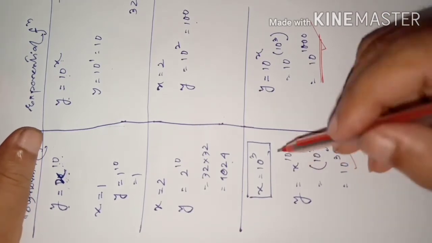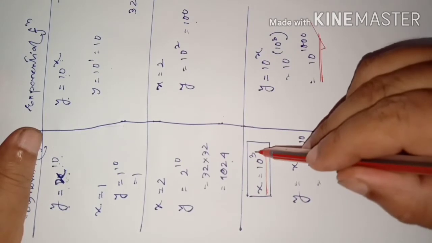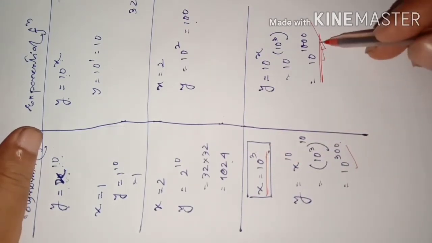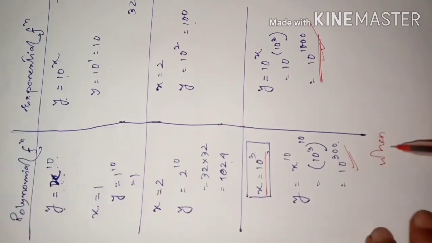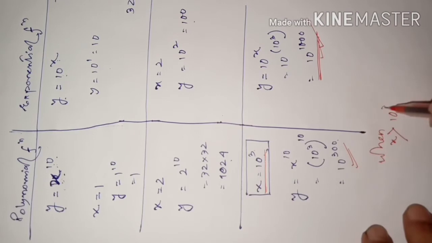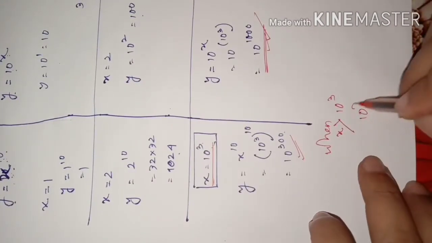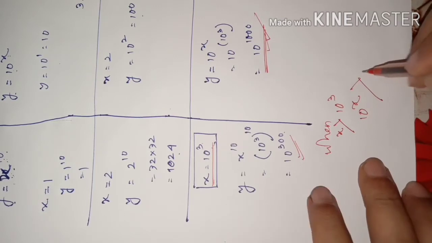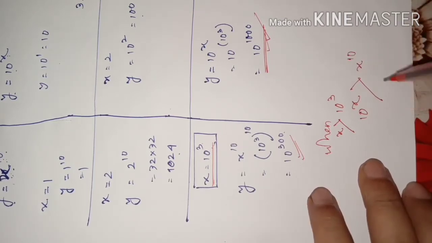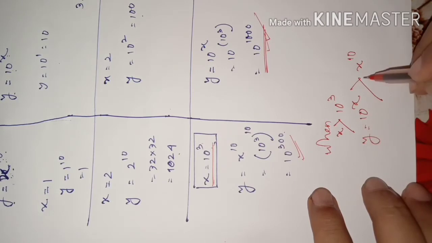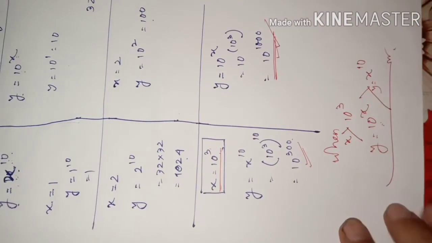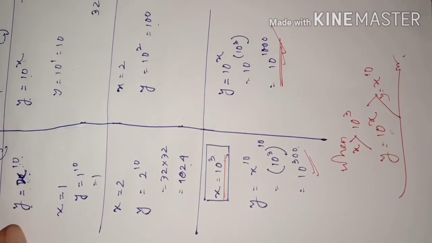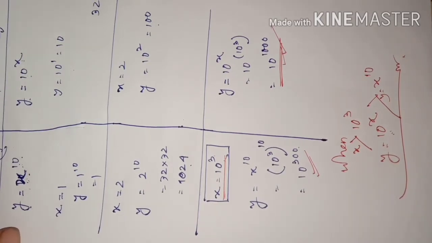So what have you noticed? When x is taking 10 to the power of 3, meaning 1000, then this is growing faster than this. So when x is greater than 10 cube, we understand that 10 to the power of x is greater than x to the power of 10. That means y equal to 10 to the power of x is greater than y equal to x to the power of 10. So this function will grow faster than this. Yes, exponential functions grow faster than polynomial functions. Okay students, so that we have understood.